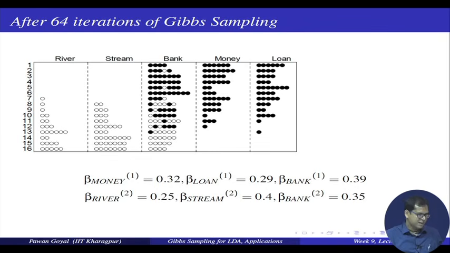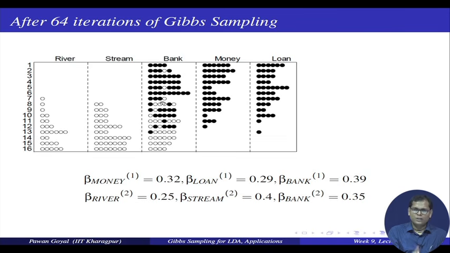Once you do that, this is what you see after 64 iterations of Gibbs sampling, and you see that it actually looks very close to what we had initially. All these words are assigned to topic 1 and all these words are assigned to the other topic. You can see that bank, money and loan are being assigned to the same topic in a given document, and that makes a lot of sense.